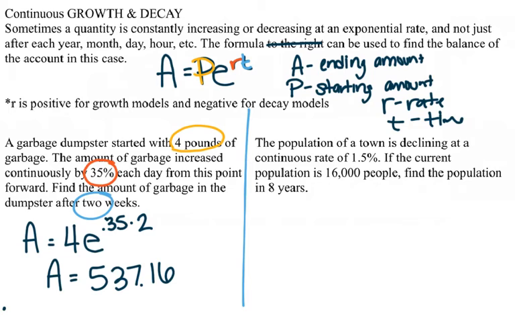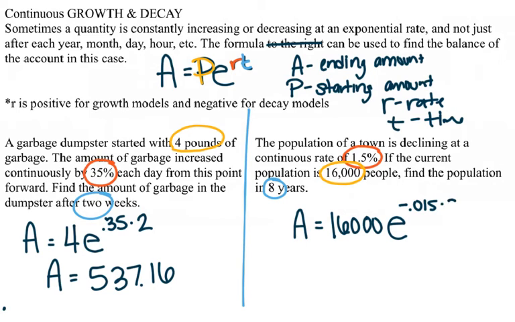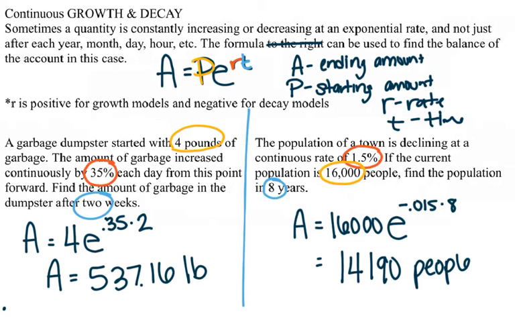The population of a town is declining at a continuous rate. So when we do our rate, we're going to do a negative rate because it's going down. That's the only difference. My rate is 1.5%. If the current population is 16,000, find the population in 8 years. So I started with 16,000. I'm going to do a negative rate of 0.015, and I'm going to times that by 8 years. So I get 14,190 people. And that first one was in pounds, if you want to be completely accurate.